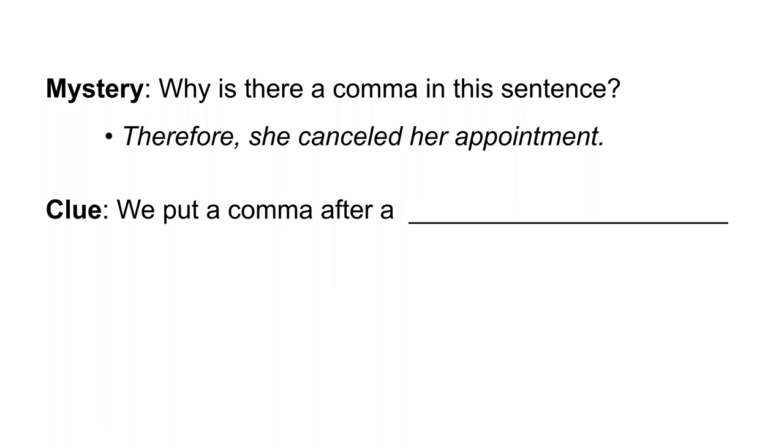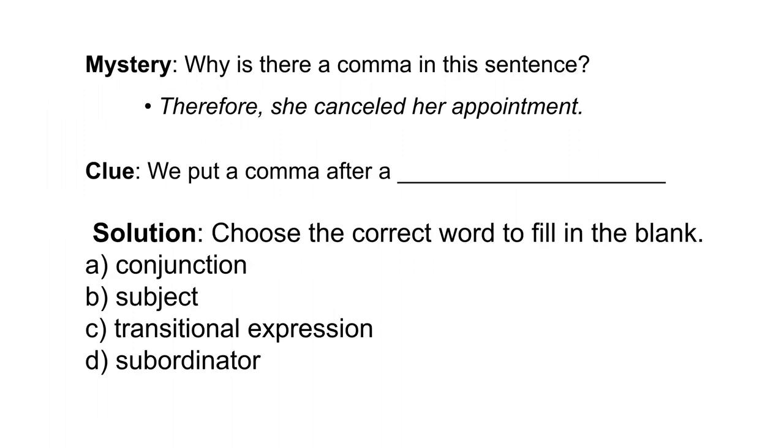We put a comma after a, so now they know where to focus their attention. They need to look at the word before the comma. In this sentence, the word is therefore. So now they need to think, what is so special about the word therefore that it needs a comma after it?